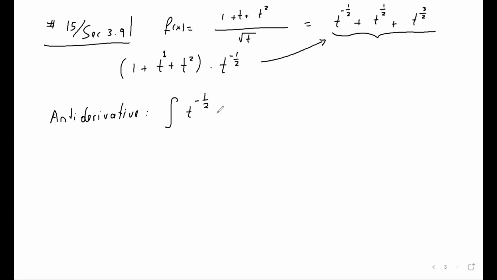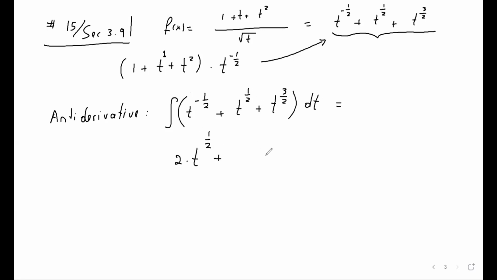t to the negative 1/2 plus t to the 1/2 plus t to the 3/2 dt. So we want to do the antiderivative of that. And this is going to be, so again, we go term by term at this point in time. t to the negative 1/2 has an antiderivative of negative 1/2 plus 1, which is 1/2, times 2.